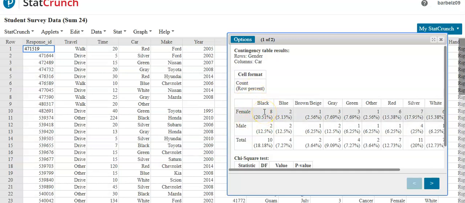20.5% have black cars. Hopefully that will help you with that. All right, now I'm going to go on to your second portion of your questions in 2D.